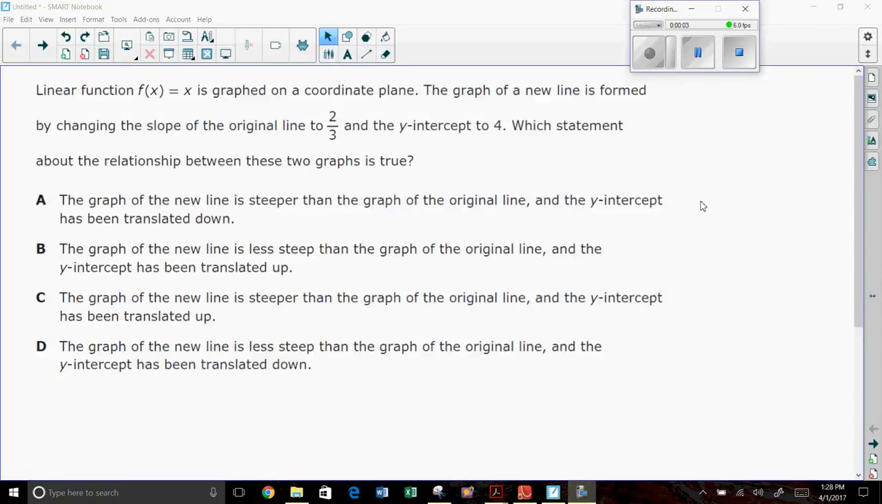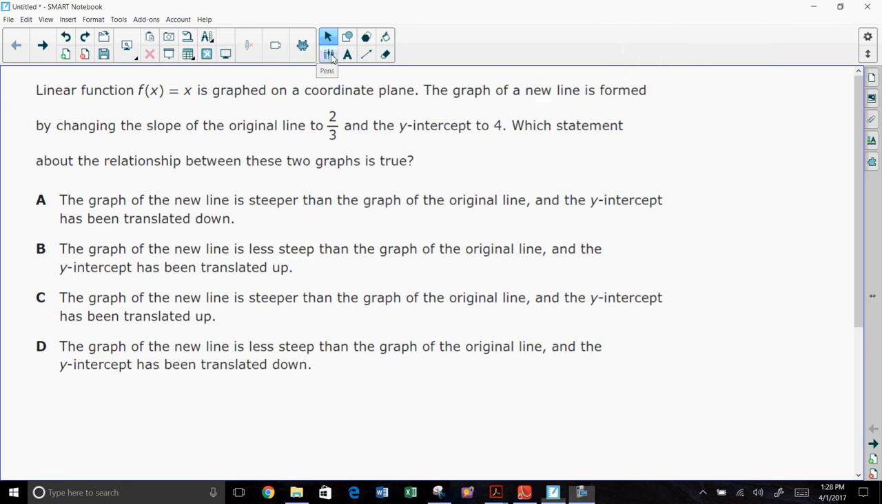A linear function f of x is equal to x is graphed on a coordinate plane. The graph of a new line is formed by changing the slope of the original line to 2/3 and the y-intercept to 4. Which statement about the relationship between these two graphs is true?